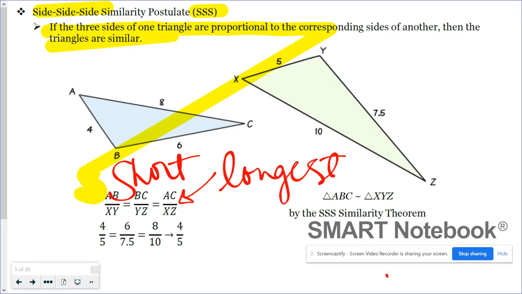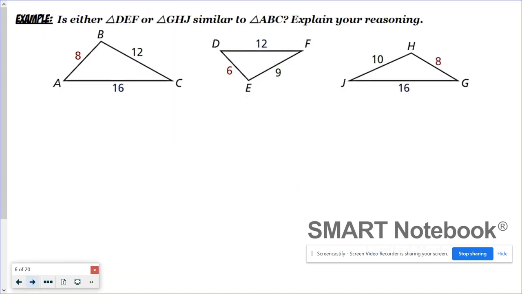So I think that's the easiest way to set up your ratios: go from smallest or shortest to longest for both triangles and then reduce those ratios. And if they all reduce down to the same similarity ratio, we can say the triangles are similar by side. Which is what I had you do here. I wanted to know if DEF or GHJ was similar to ABC. You're given information about the sides, so side similarity is the way to go.